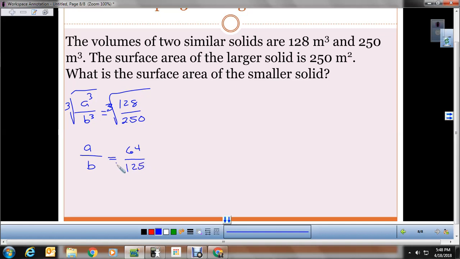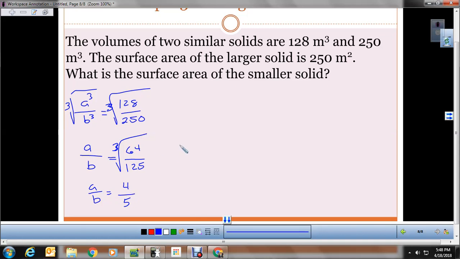Now, these are still underneath the radical. Nothing's been taken out yet. So now, in order to find a over b, we're going to see that these are perfect cubes, and they are. So the cube root of 64 is 4, and the cube root of 125 is 5. So that gives us our scale factor for a over b, which is 4 to 5.